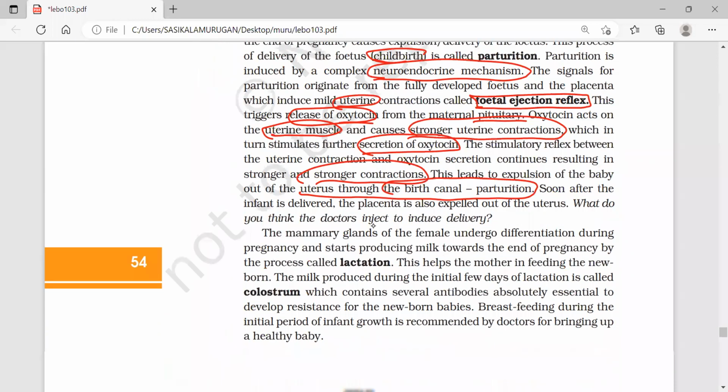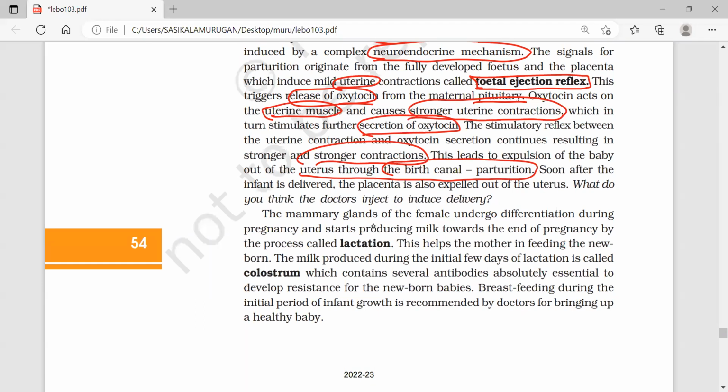Next, the mammary gland of the female undergoes differentiation during pregnancy, and it also starts producing milk towards the end of pregnancy by the process called lactation. This helps the mother in feeding the newborn. Of course, everybody knows the initial milk contains colostrum, which contains several antibodies. They are absolutely essential for the development of resistance in newborn babies. That's why doctors advise that breastfeeding is very important. So here we completed the lesson.